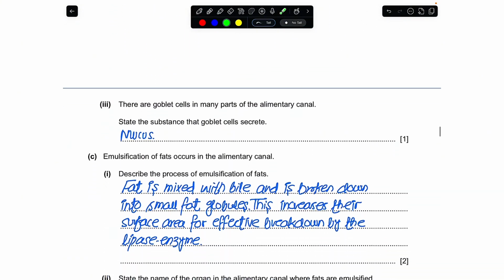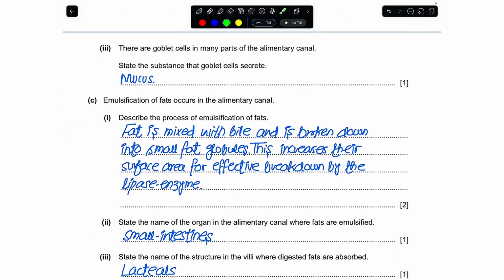Moving onward, we have this third point, and they tell us that there are the goblet cells in many parts of the alimentary canal. For 1 mark, they want us to state the substance that the goblet cells secrete, and this is a fact that the goblet cells release a sticky substance, and that is mucus.